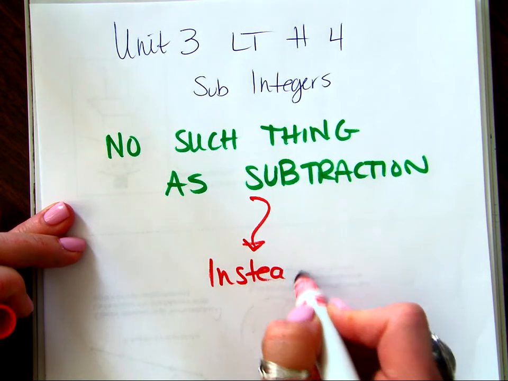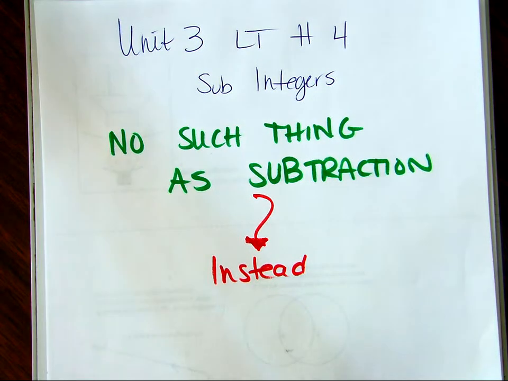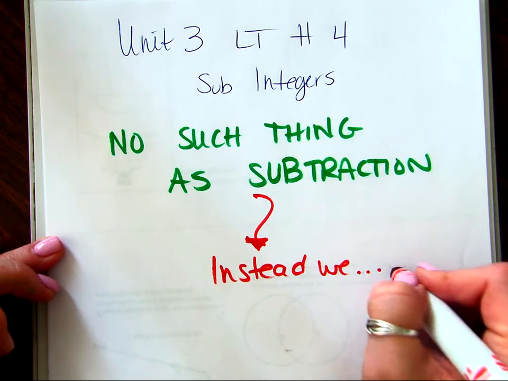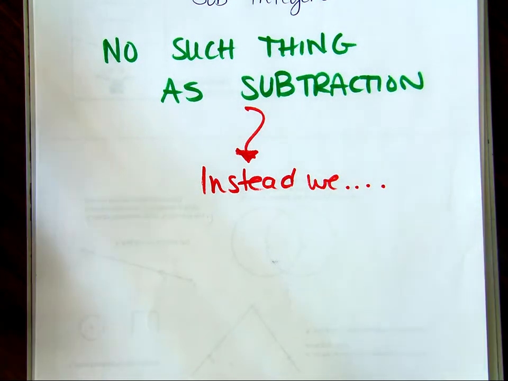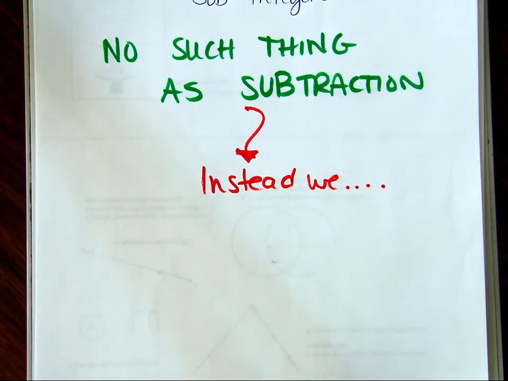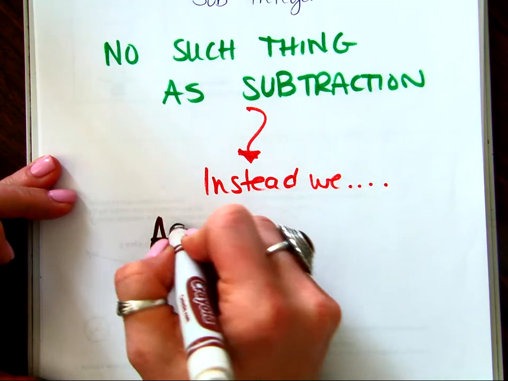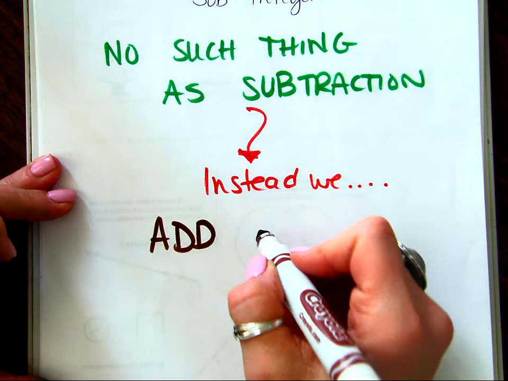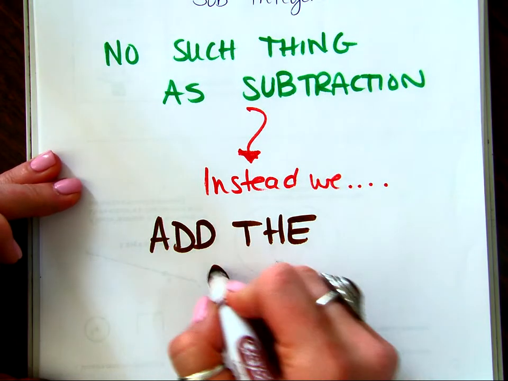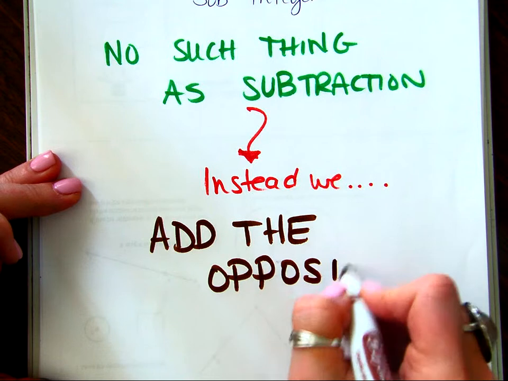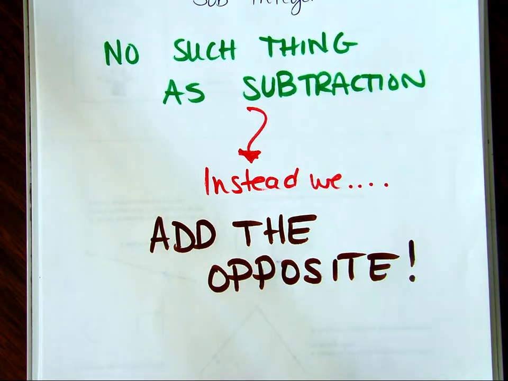Instead, we what? Remember those 3 words that I asked you? I said if you don't remember any other words except... Well, we don't want to say that, but that's exactly what it is. But we're going to say, that's for fractions. But yes, we're getting there. Add the opposite. Okay. So don't subtract, add the opposite.